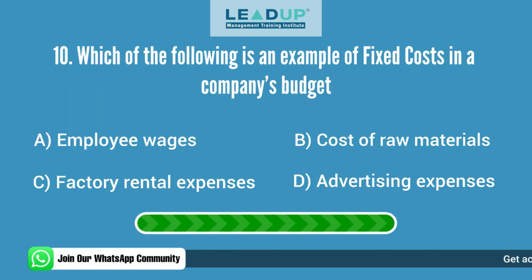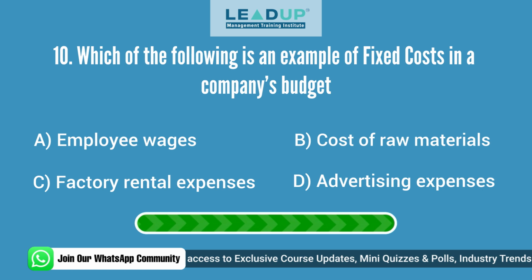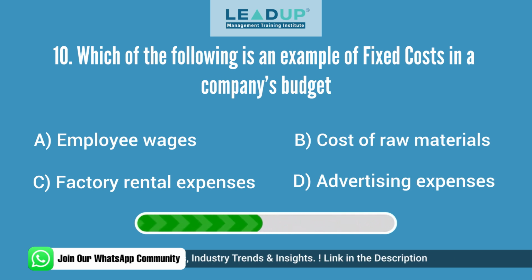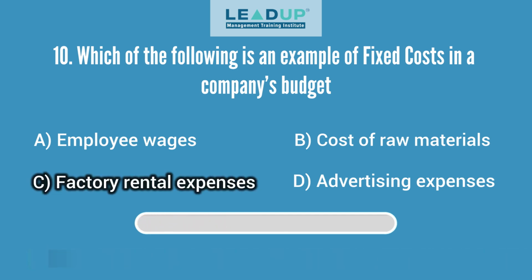Question 10. Which of the following is an example of fixed costs in a company's budget? A. Employee wages, B. Cost of raw materials, C. Factory rental expenses, and D. Advertising expenses. The answer is factory rental expenses.